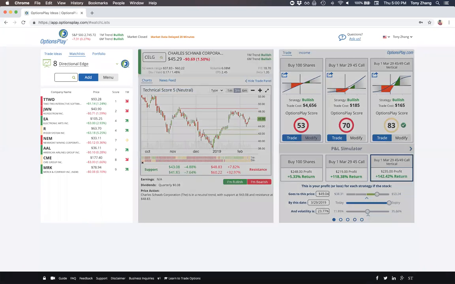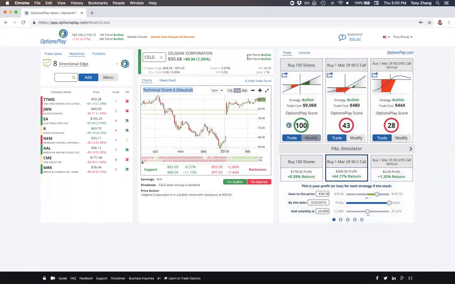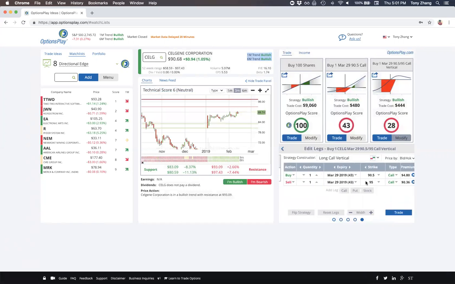Next, Celgene. Very neutral technical score, but the 1 month and 6 month trend is bullish. It turned bullish very early here in early January. I'm guessing that was on earnings. I'm actually not aware of this particular stock. But as you can see, options here are very, very expensive. Or maybe there's just not enough strikes. 95 is the highest strike. So that's why you have this crazy looking chart here, because there's no higher strike.